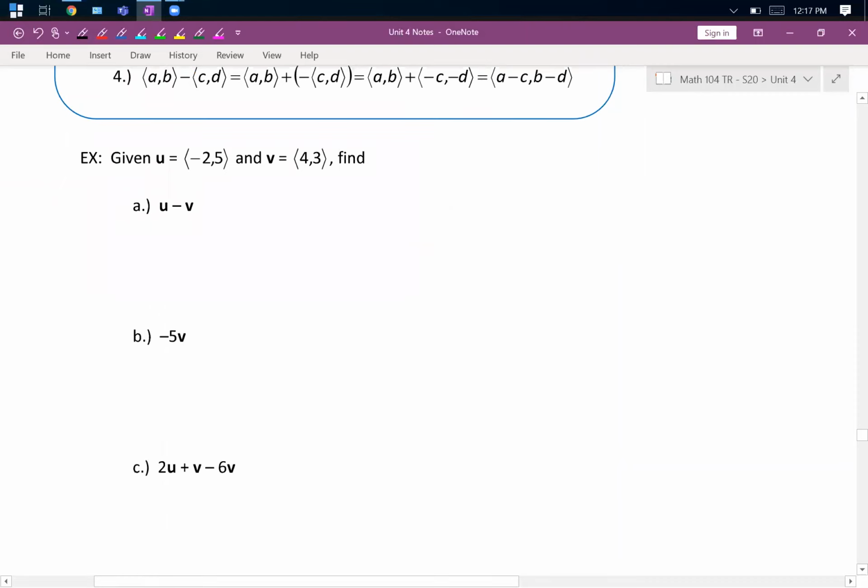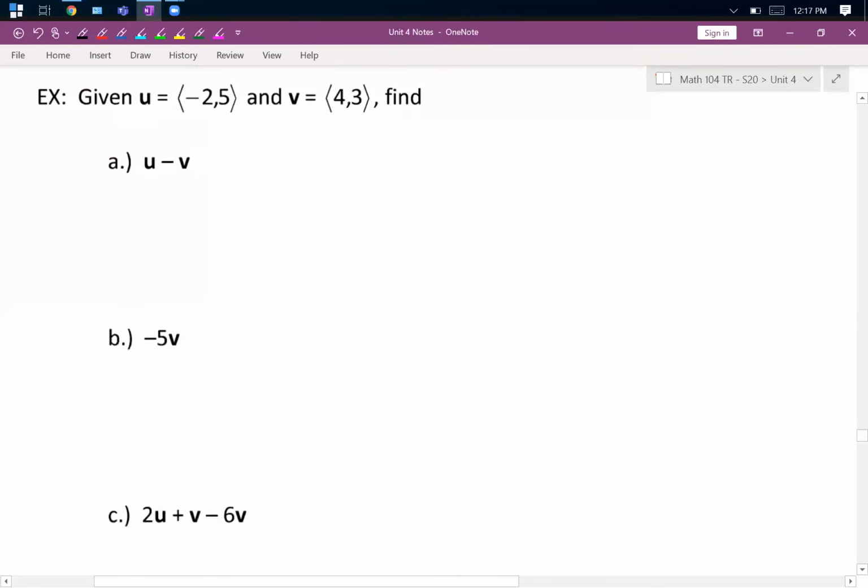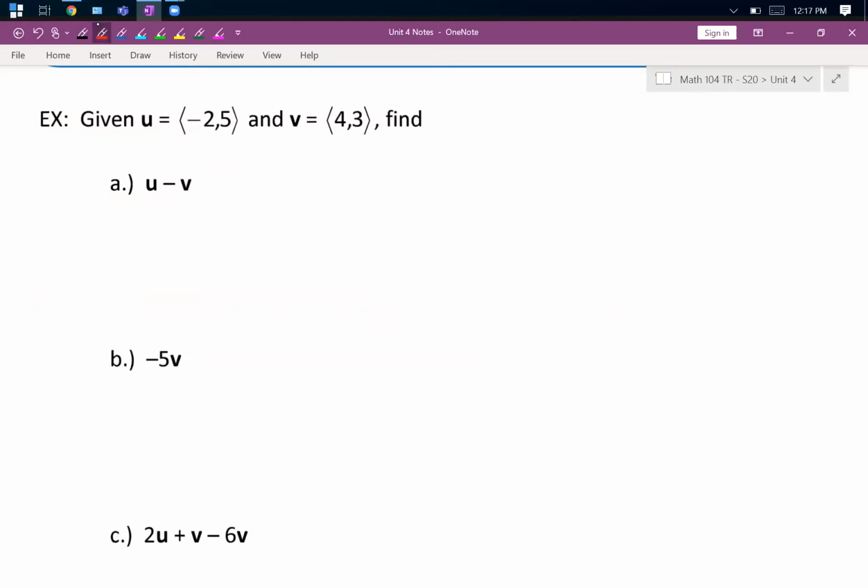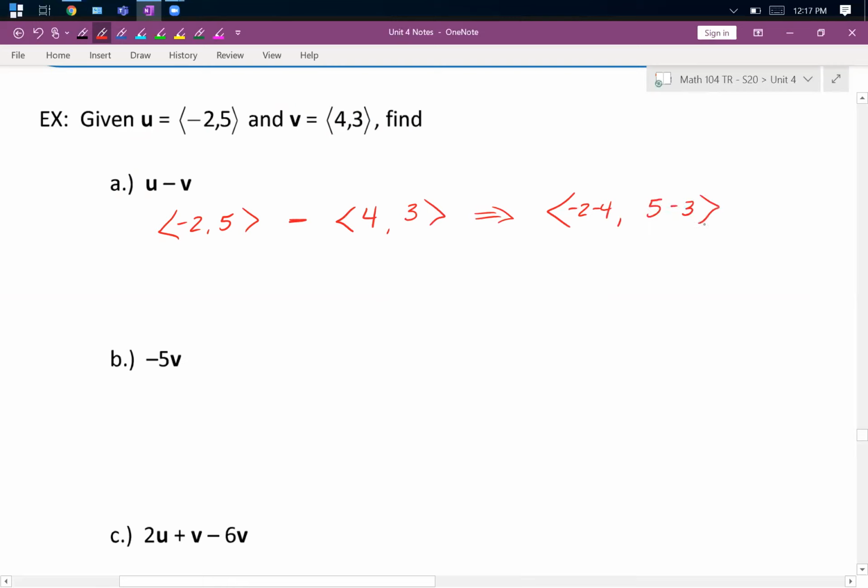So here I've given you two vectors. In part A, we want to find u minus v. Please do not make this hard. All we're going to do is subtract the first components and then the second components. So it's going to be negative 2 minus 4 and then 5 minus 3, keeping it in angle brackets. We get the vector <-6, 2>. That's it. Questions at all?